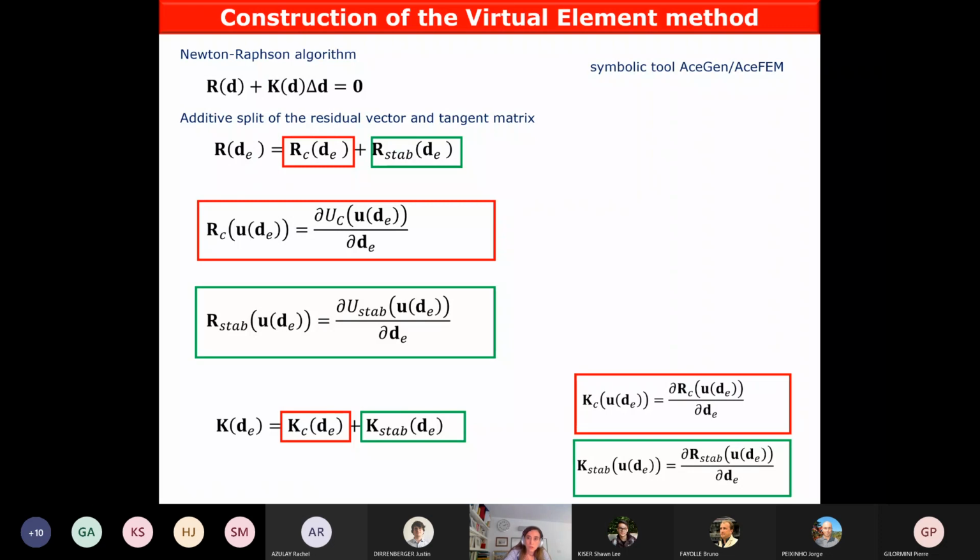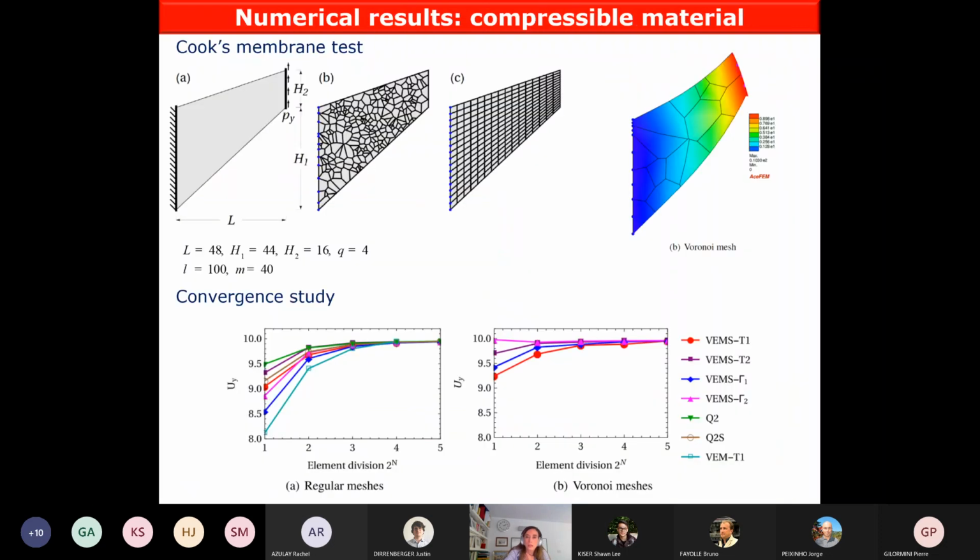Let's now turn to some examples related to compressible materials. Then I will show instead the problem related to incompressible materials. So the first example is a Cook membrane test. Here the geometry is depicted. So the trapezoidal plate is clamped at the left side, while there is a constant distributed vertical load applied on the right edge.